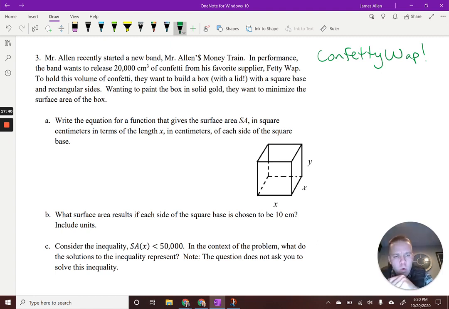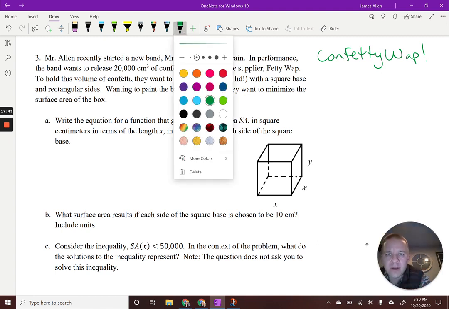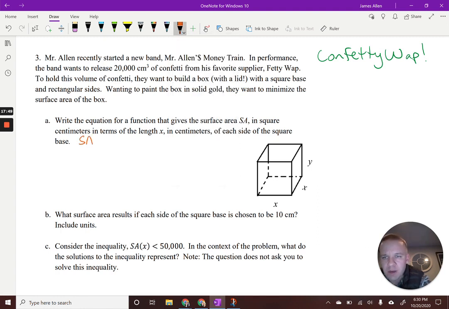Okay. Well, let's first talk about our surface area, shall we? I'm going to go orange. So the surface area of this thing is going to be 2 bases, and we're going to have 4 sides, right? 2 bases, 4 sides. Well, my bases are x squared, x times x, so that would be 2x squared. And my sides are all x by y, so x times y, but there's 4 of them, 4xy. You dig? I dig. Okay.